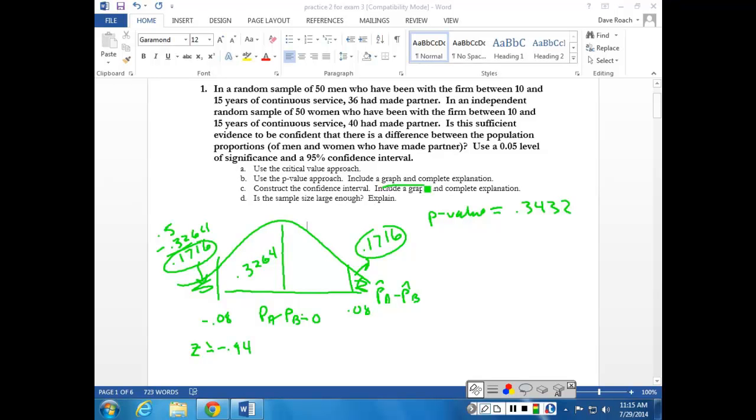So again, I've got the graph here. First of all, we're going to reject H0 if the p-value is less than 0.05. We have the p-value, I'll just write it down here again, equal to 0.3432. That's not less than 0.05. So you fail to reject H0. Same as before, conclude there might not be a difference in whether or not they made partner for males and females.